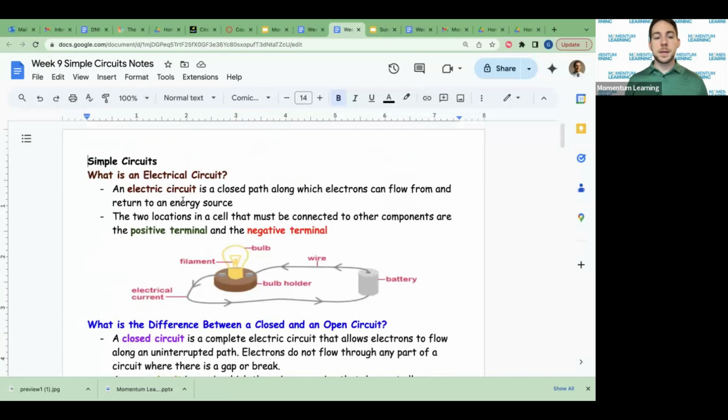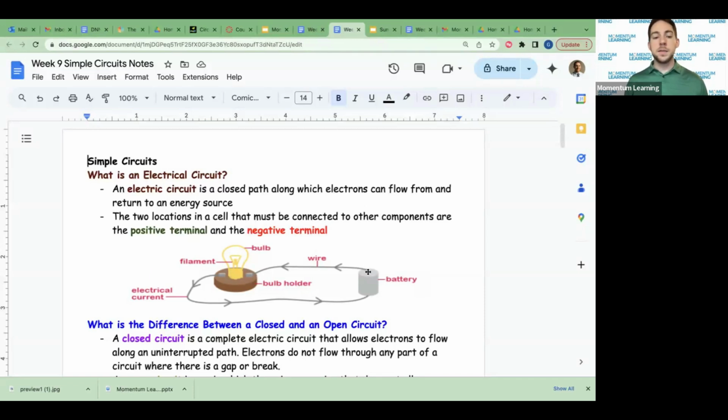So in this sample lesson about simple circuits, students learned that a circuit is a closed path along which electrons can flow from and return to an energy source. So basically we have a power supply, right, which provides the electricity. We have a conductive material such as a wire, which carries the electrical current to a device. Then we have something that's powered by it, such as a light bulb would be the most simple example, right?